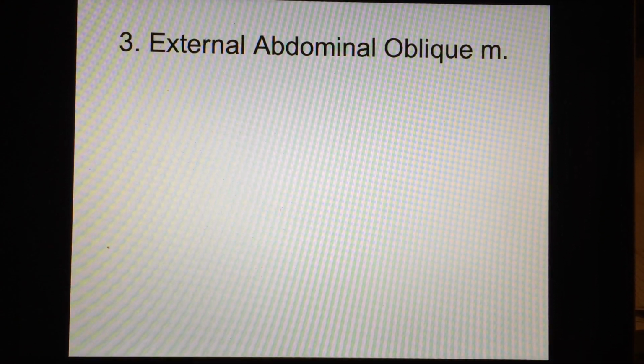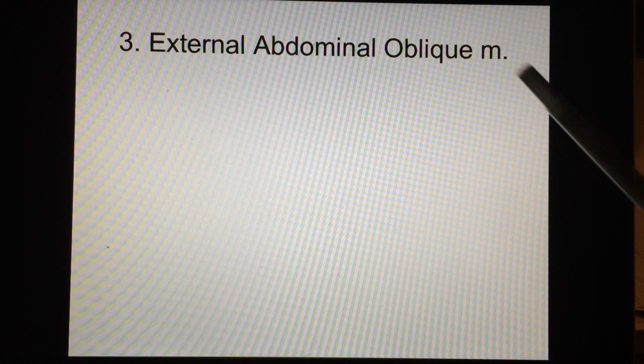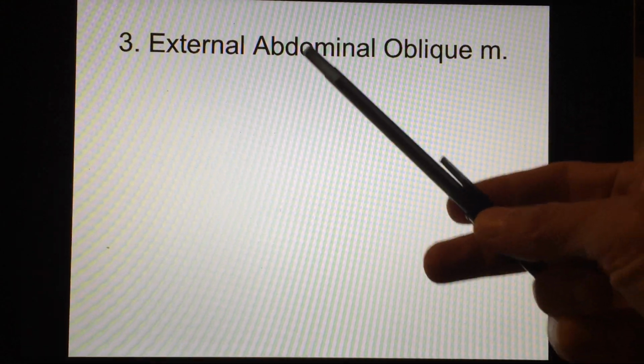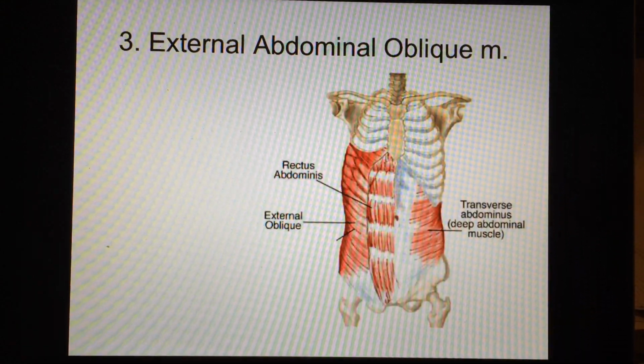So it allows you to tilt left and right, and then gives you some rotational or twisting. Look at the next one. External abdominal obliques. Now, same thing. Now this one's outside, on the abdomen, same direction of fibers.